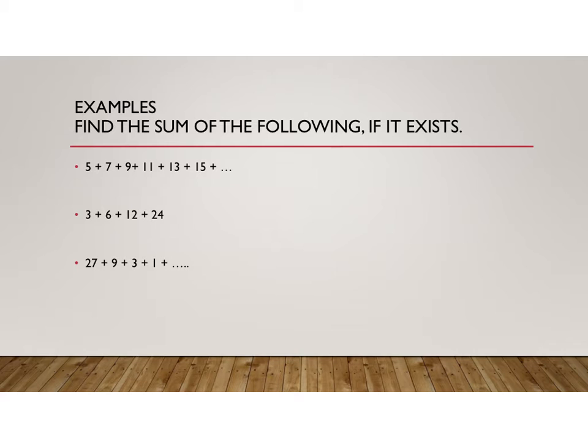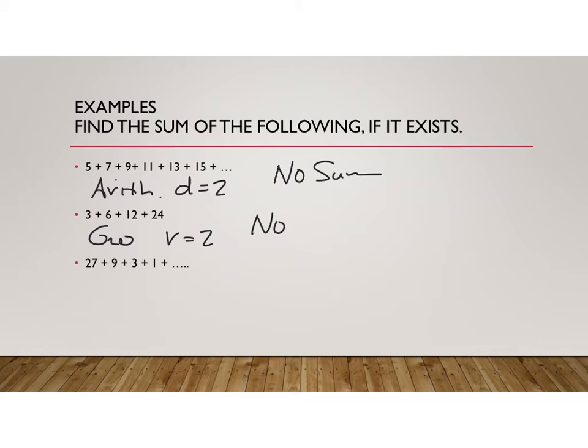So examples, finding the sum of the following if it exists. This first series you can see is arithmetic. It has a difference of +2. So in this case, there would be no sum. There's no way to add those up. This next one is geometric. It has a ratio of 2. Once again, there'd be no way to find the sum of this infinite series.